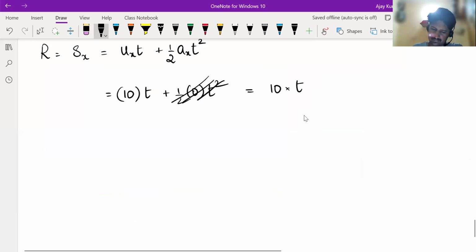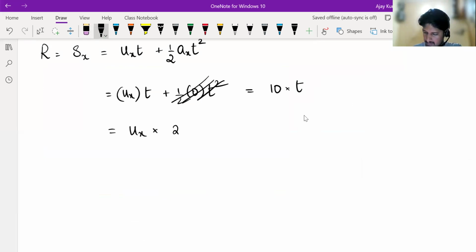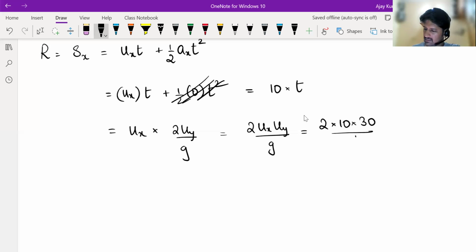So, okay, let's keep this as ux itself. So this becomes ux into time of flight, which is 2 uy by g. So the range formula becomes 2 ux uy divided by g. We had discussed this in the last class. So 2 times ux is 10, uy is 30, g is 10. 2 into 30 becomes 60 meters. That's the range.